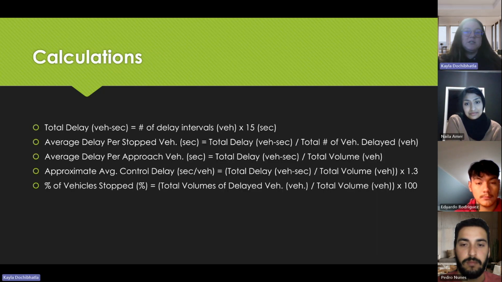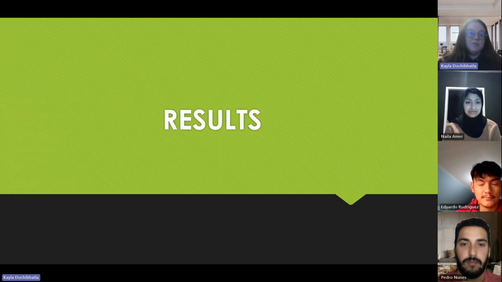For our calculations, I have them listed below on how we came up with our total delay, average delay per stopped vehicle, average delay per approach vehicle, approximate average control delay, and percent of vehicles stopped. And next, you'll see our results.